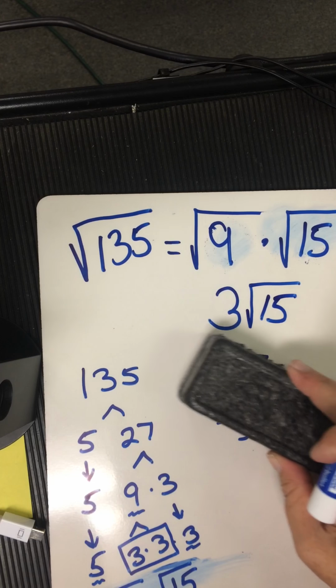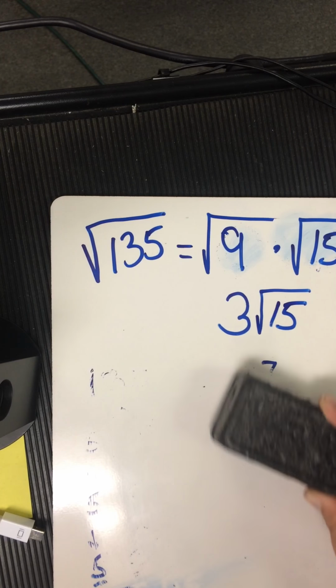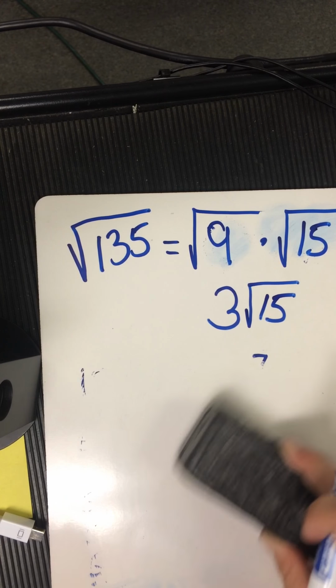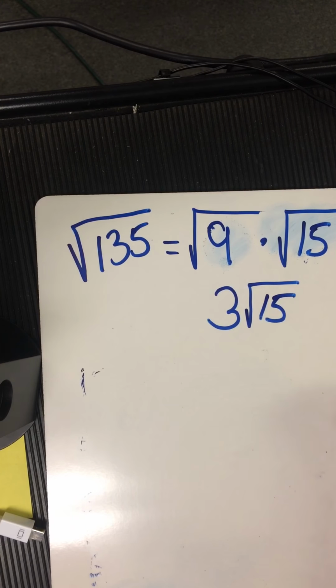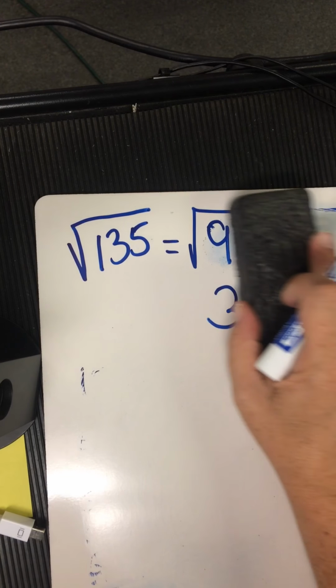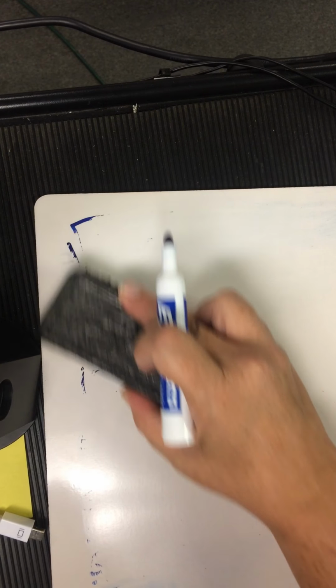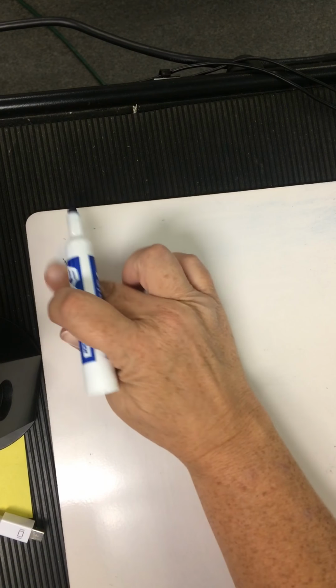Then as a last step, you should always just check, does 15 have any factors that are perfect squares? It does not, so you're done. Let's do another one. Let's try square root of 96.